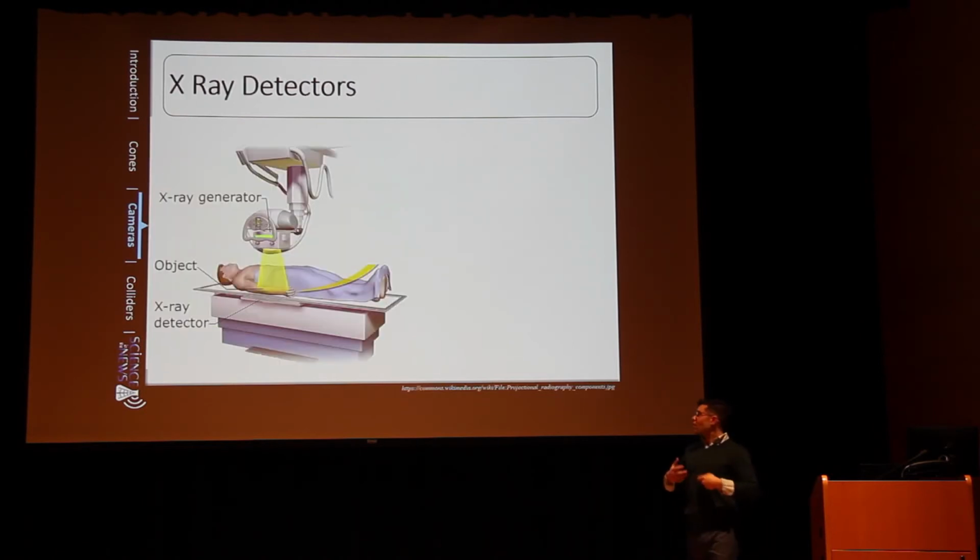If you've ever gone to the hospital and gotten an X-ray, which I hope you haven't, it means you've probably gotten injured pretty badly. But if you have, you've had an X-ray interaction with an X-ray detector. So you have an X-ray generator, which is some sort of source of X-rays. It images your hurt arm right here, and you pass those X-rays through your arm, and then it images onto a detector, which is behind your arm.